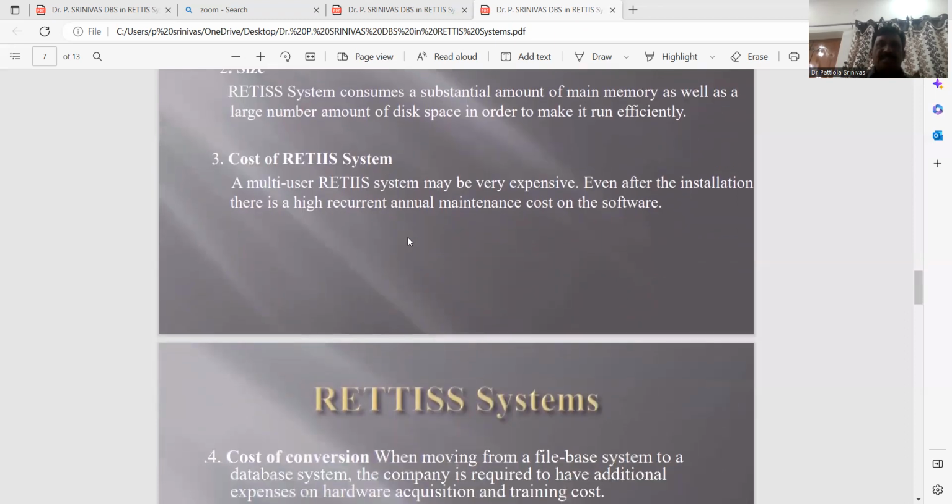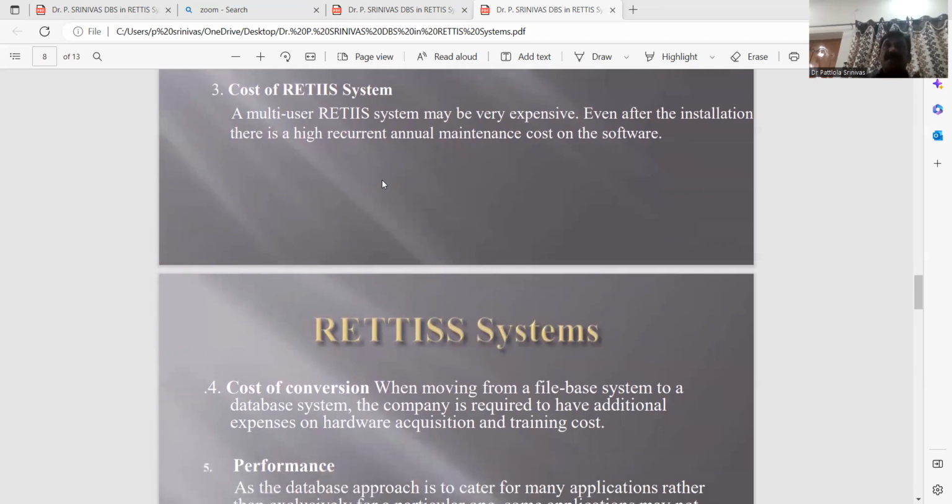So one more is that the RDBMS system is very costly. One more drawback is that an RDBMS system is very costly. It is a multi-user RDBMS system, so it is very expensive. Many users can interact at a time, so you need more cost for the installation of the servers. As well as that, the software cost is also very expensive, and the annual maintenance cost is very highly expensive.